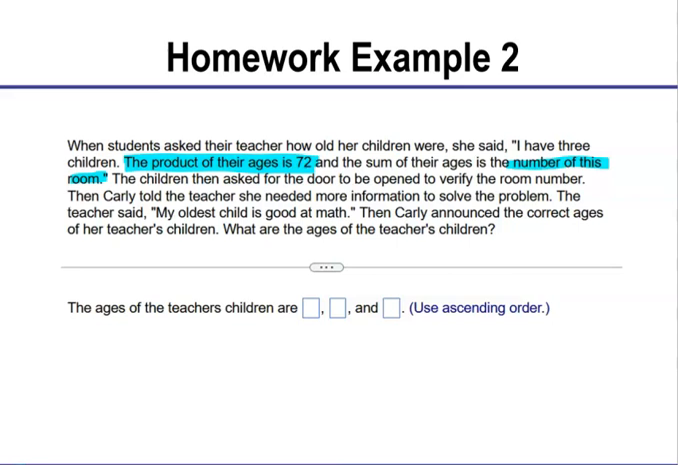Then Carly told the teacher she needed more information to solve the problem. And I agree with Carly. I need a lot more information to solve the problem. The teacher said, my oldest child is good at math. Then Carly announced the correct ages of her teacher's children. What are the ages of the teacher's children?